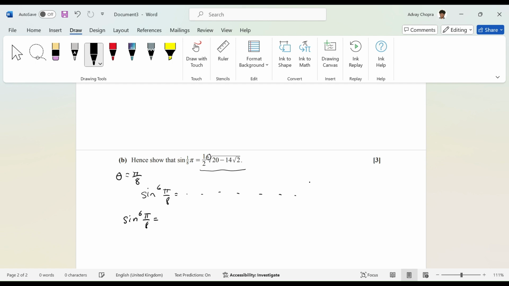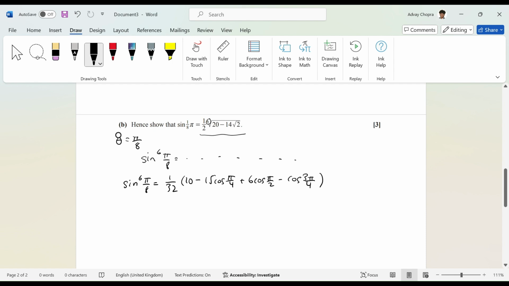So what we have to do is sine to the 6th of pi over 8 is equal to 1 over 32, 10 minus 15 cos of pi over 4 plus 6 cos of pi over 2 minus cos of 3 pi over 4. Okay, so now we can find the exact values of all these cosines. So that's what we're going to do first.